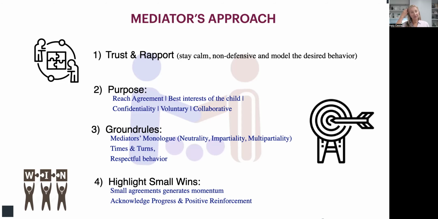And the fourth one, I always call highlight small wins. It's like providing this positive feedback throughout the process, cultivating this culture of positive feedback as we go. So every small agreement is a big deal, and every small agreement generates momentum for the next one. Just the agreement to come into the mediation is a small agreement that should be highlighted from the get-go.